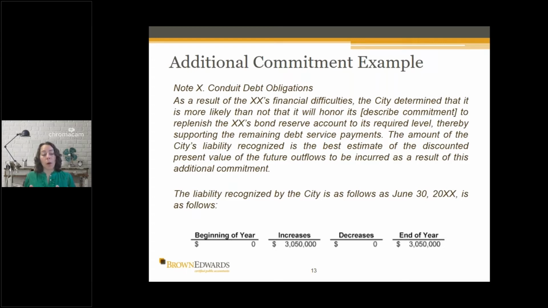So here's year 1. You're at the end of the year. You think there's going to be a liability that you're going to be honoring next year. So beginning value 0, increase 3 million, no decreases yet, and end of year 3 million. And so you would use that roll forward in the note disclosure until no longer necessary.